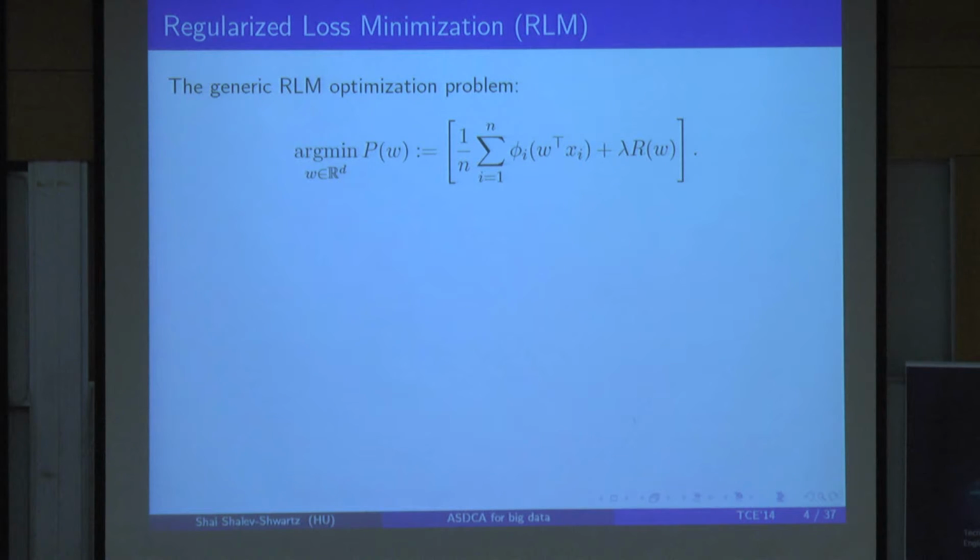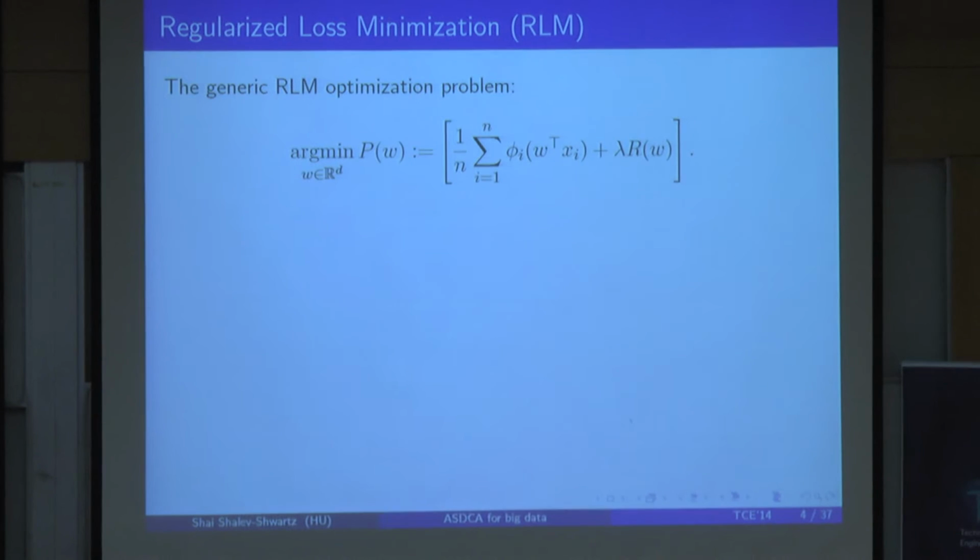So we take many such vectors. We apply the linear function. We apply this possibly nonlinear function phi, and then we average all of this. This is the loss part of the optimization problem. The other part is a regularization function, R of W, which comes together with a regularization parameter lambda.